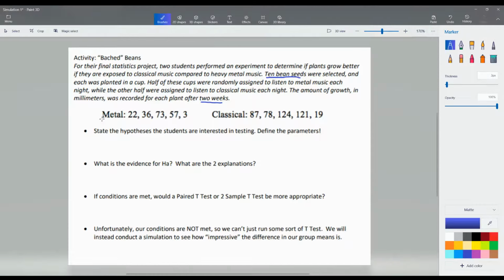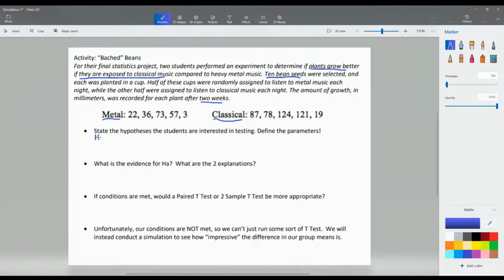One group is going to listen to heavy metal music, so really intense, loud music. And one group of bean seeds at night is going to have classical music playing instead. And we want to compare the growth between these two groups and see if the classical music makes a difference, because they do suspect in this problem that they think plants are going to grow better if they are exposed to the classical music. So we have to set up our hypotheses to begin this problem.